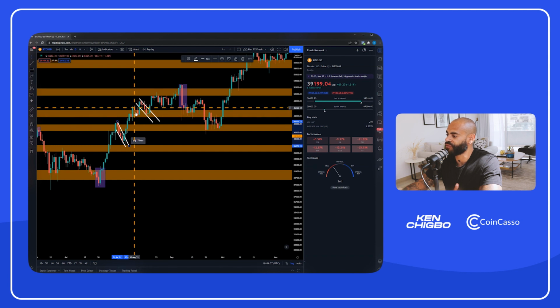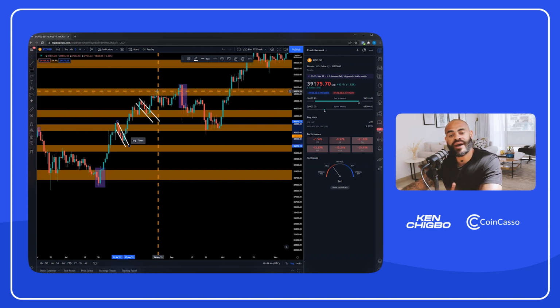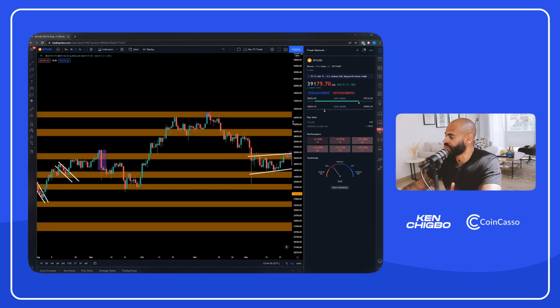Again here, finding demand, consolidating, forming a flag structure. Price enters our zone. We know that's going to be supported and again needing to push to the upside. And so did we see that, breaking out and resuming to the north. Okay, so let's just take a look at some other examples.